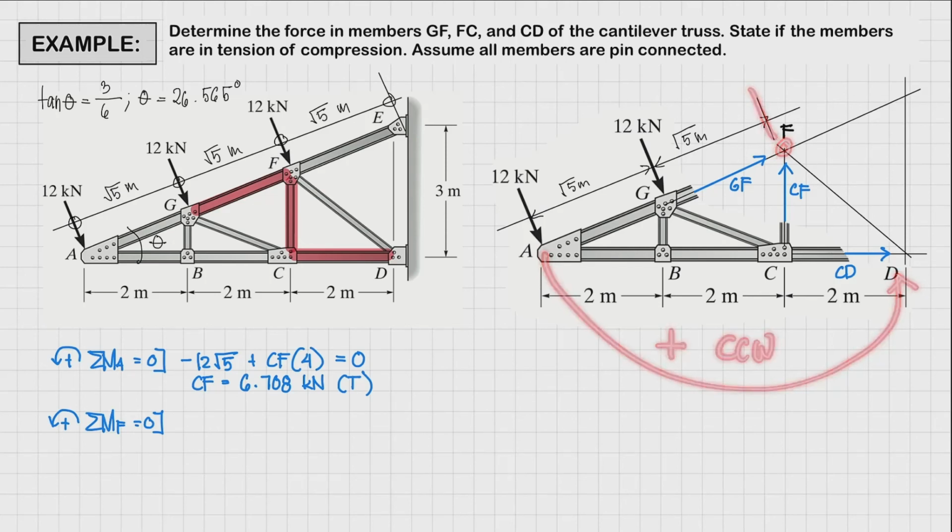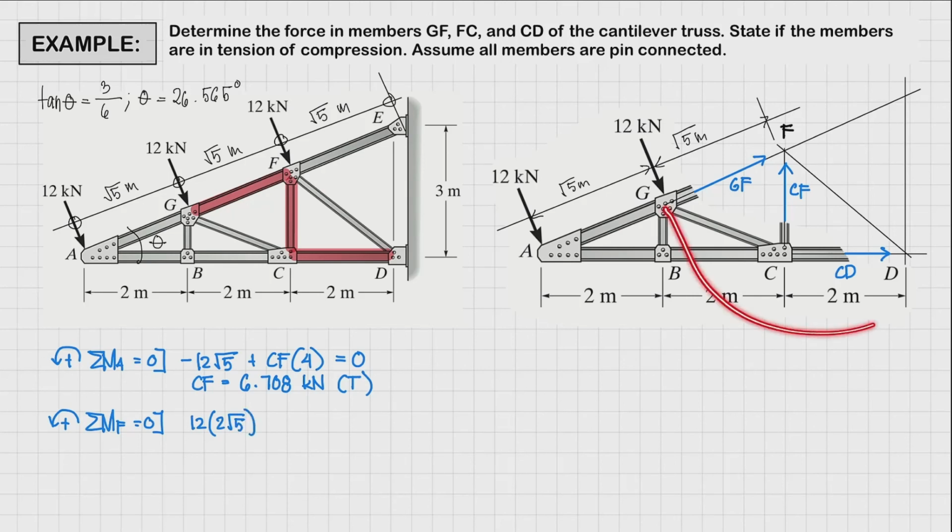And then the perpendicular distance is going to be 2 times square root of 5. So we have positive 12 times 2 square root of 5. Right? Next, we have 12 kilonewtons. And it's going to rotate again in a counterclockwise manner. So that's going to be positive. And the perpendicular distance is going to be square root of 5. So again, positive 12 times square root of 5.